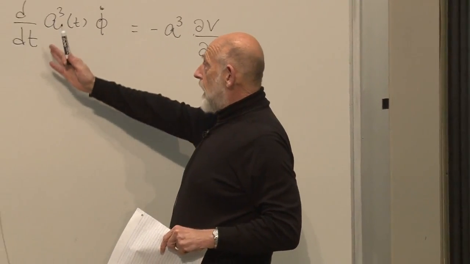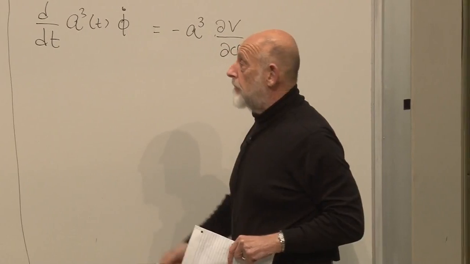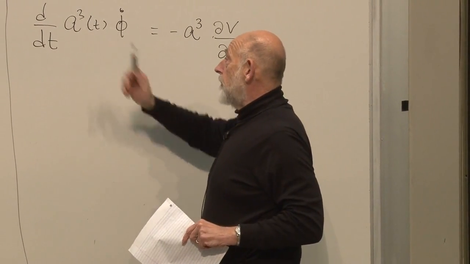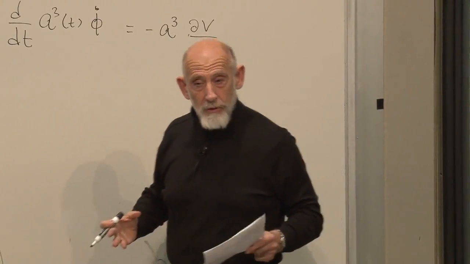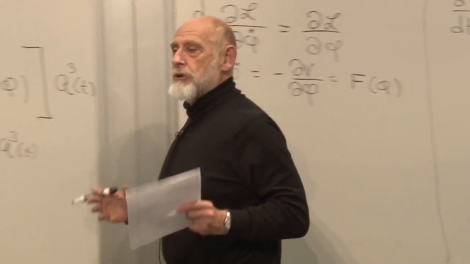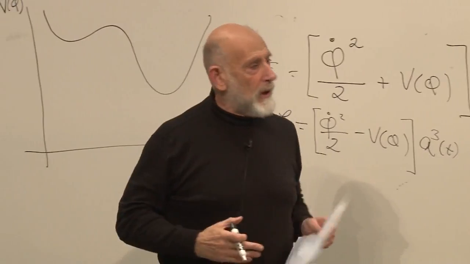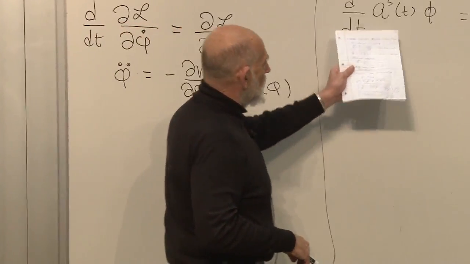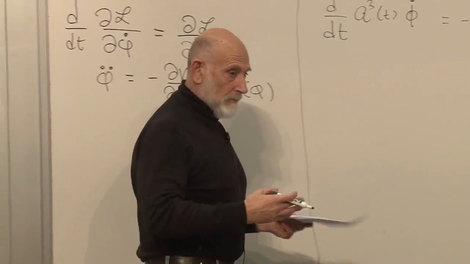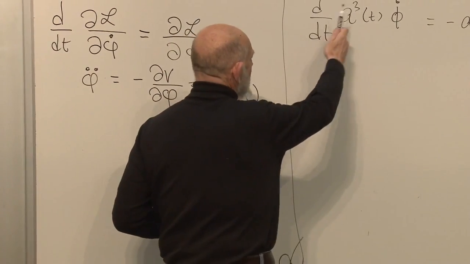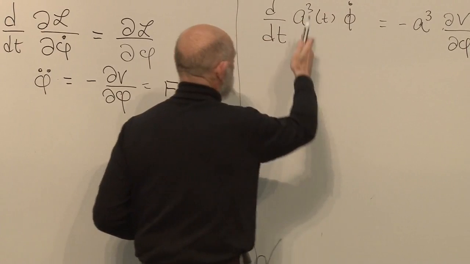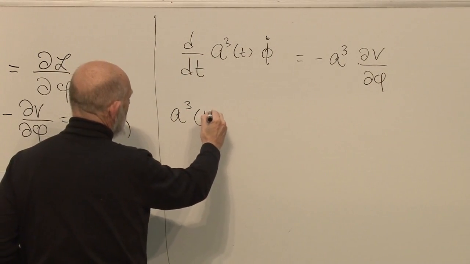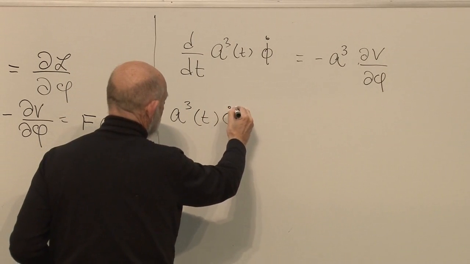And in particular, when taking the derivative with respect to time, there's going to be a contribution coming from the time dependence of a cubed. That's the new thing. That's what the expansion of the universe does to the equation of motion for a scalar field. The expansion puts a new term in. Let's calculate that new term. Let's calculate both terms. d/dt of this object here has one term, which is just a cubed of t times φ̈.